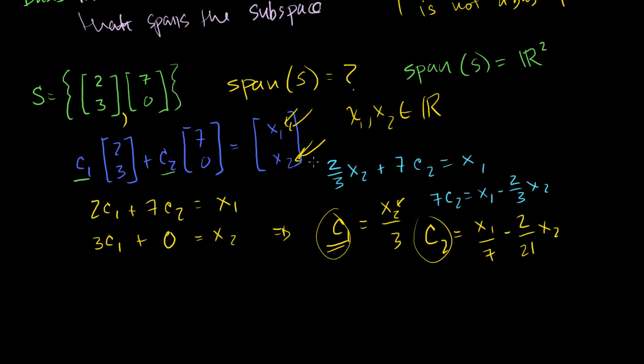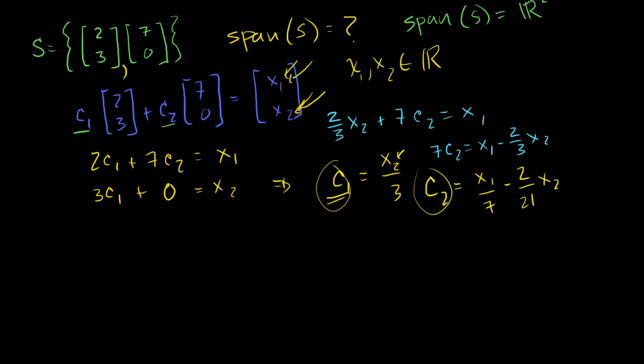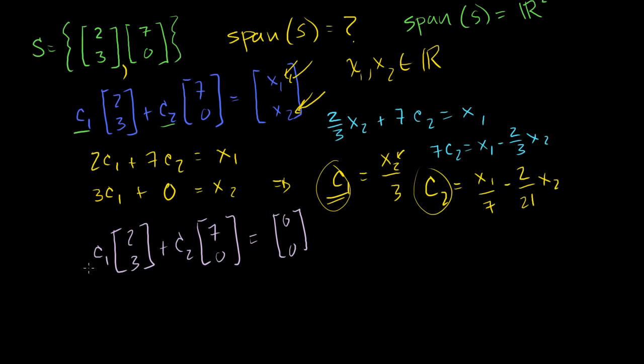Now, the second question is: are these two vectors linearly independent? Linear independence means that the only solution to the equation c1 times the first vector plus c2 times the second vector equaling the 0 vector is when both c1 and c2 equal 0. So let's see if that's true.